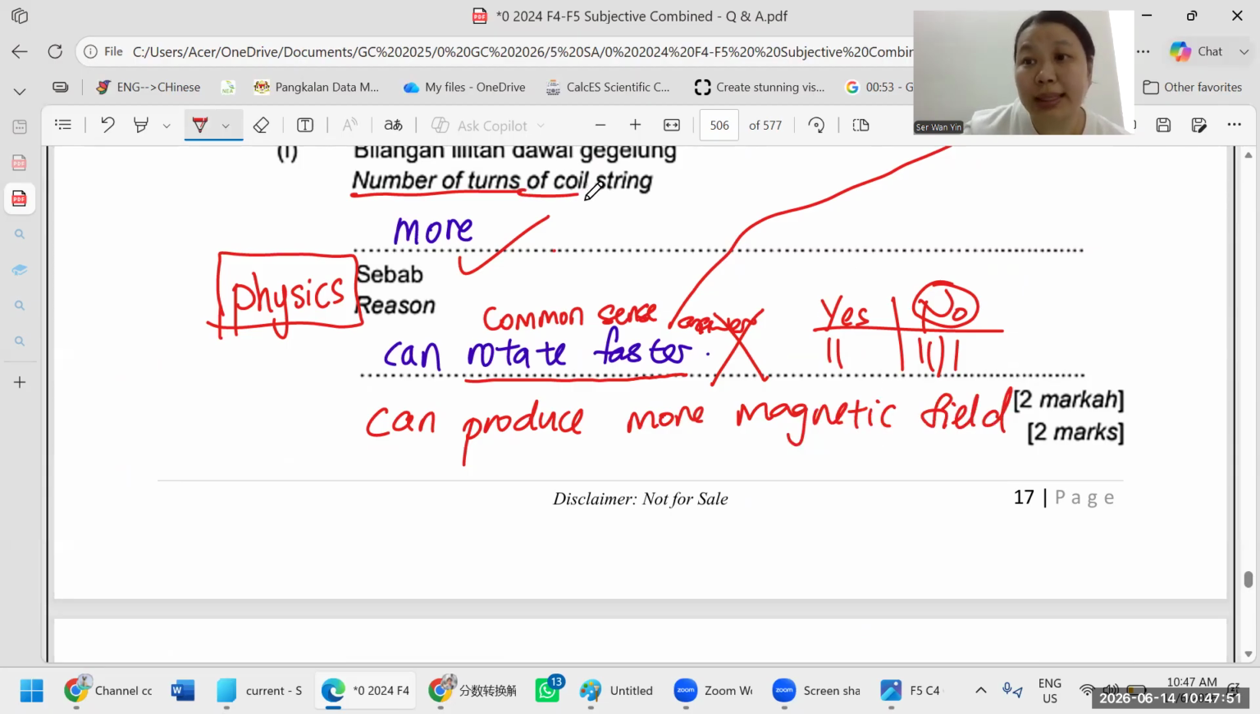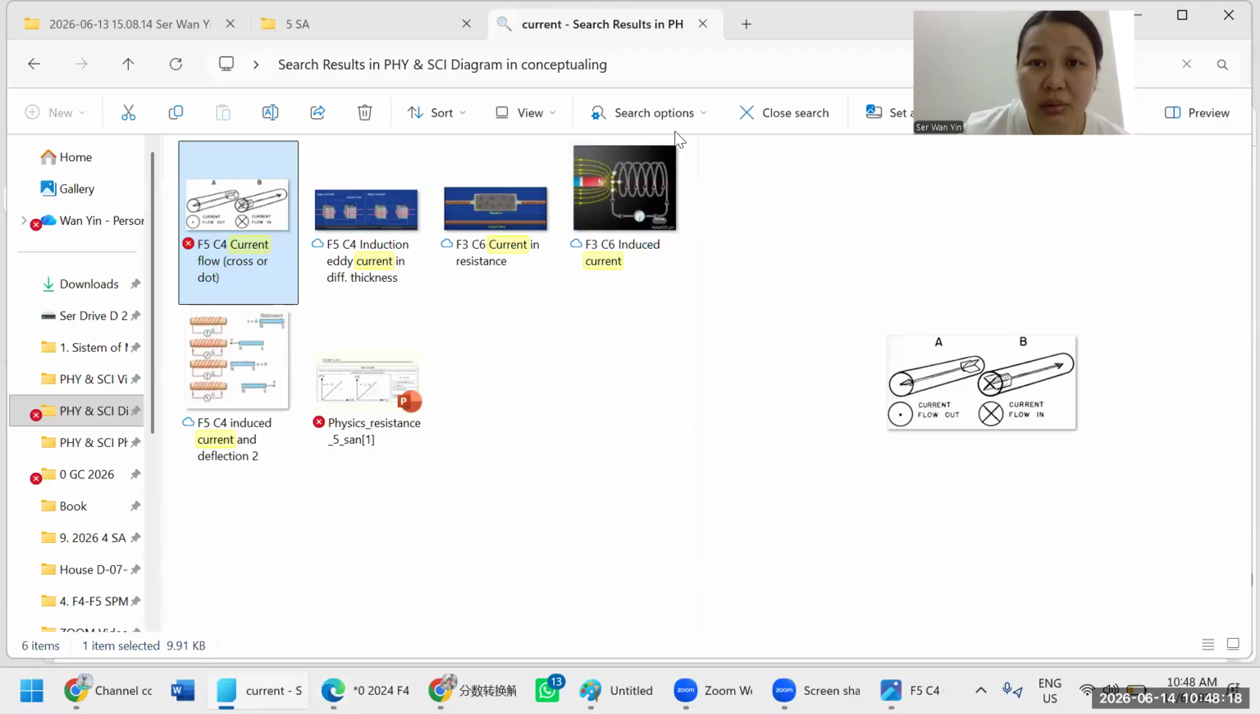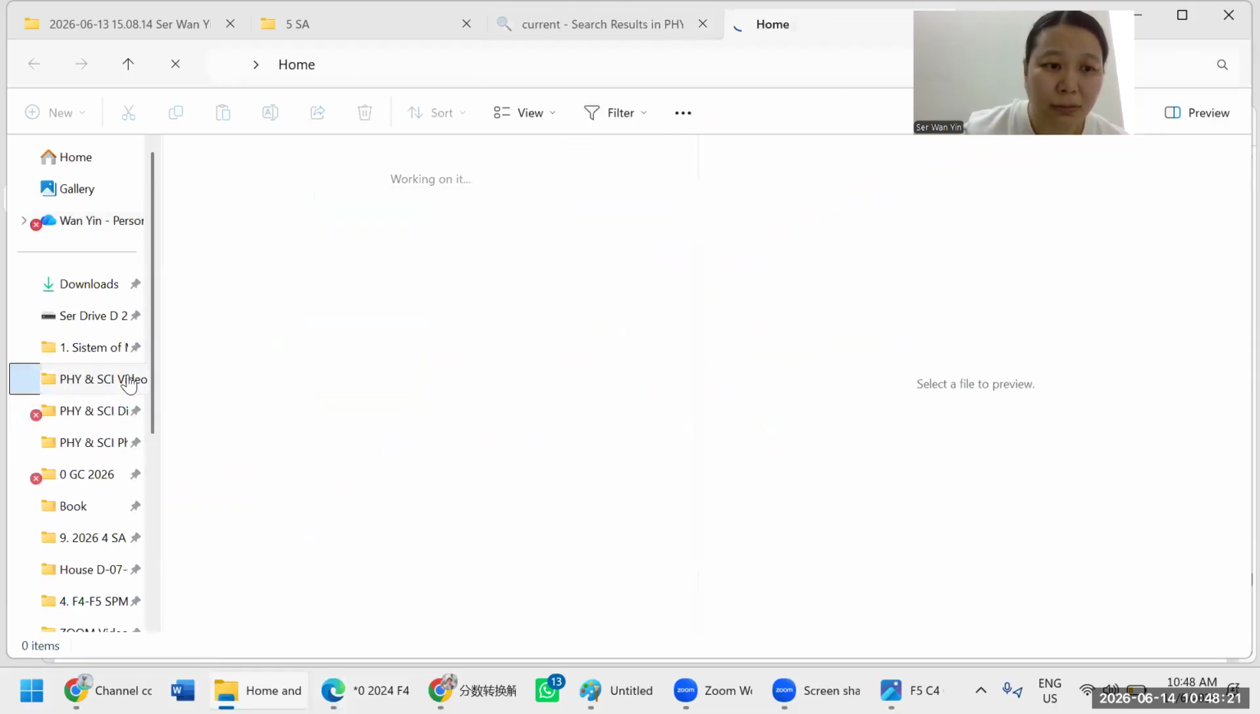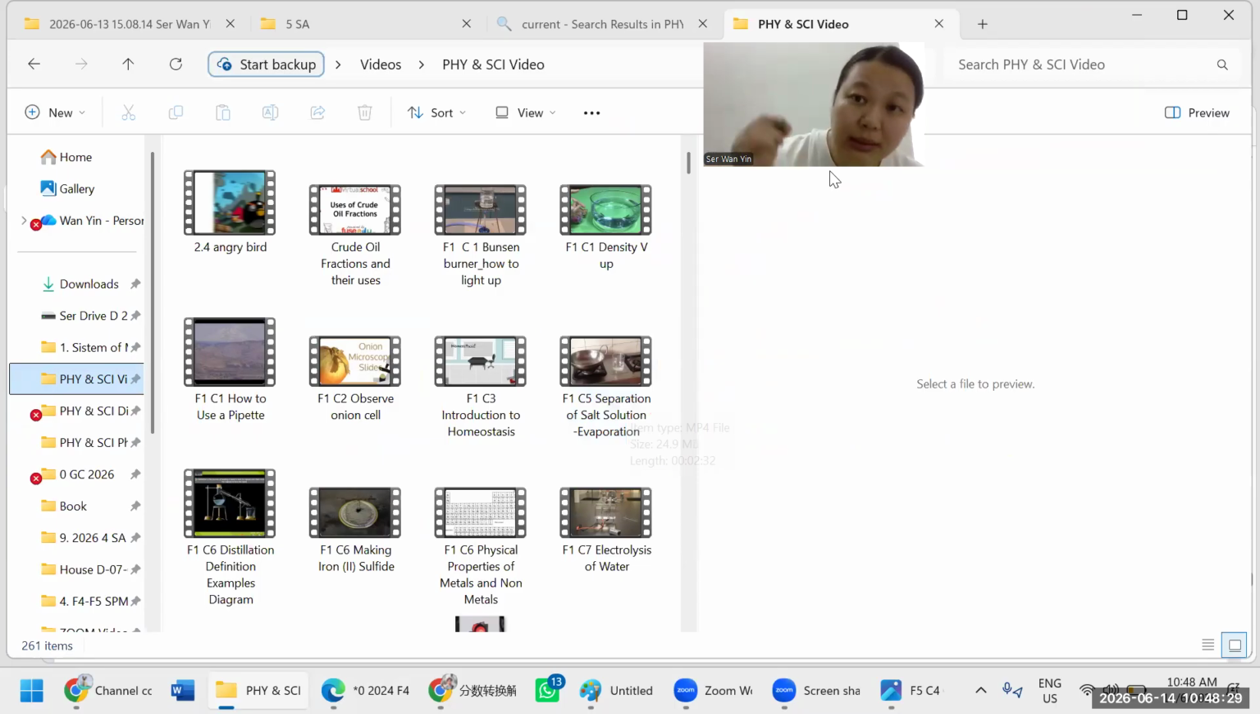The coil, that day we see one copper rod only. So the magnetic field is not strong, but if we make it into a coil, so many coils, so many currents. This one current, one only. This one, the current you can see so much. So more magnetic field. Let me show you some video. Understand? This is physics. Give physics reason.